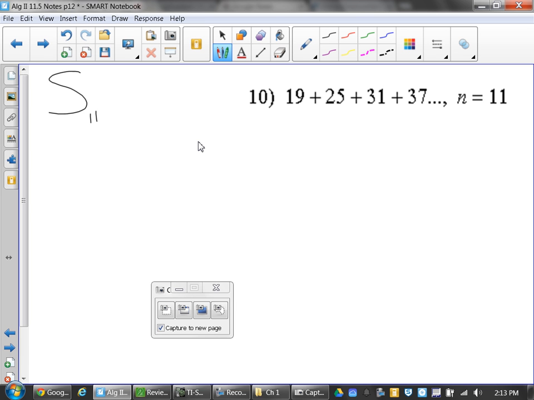So to start out with the sum of 11, you have to know you're working with that many of them. First term plus the nth term over 2. You got to figure out what the nth term is. The nth term is going to be first term plus your n minus 1 times your difference, which means you have to calculate that.